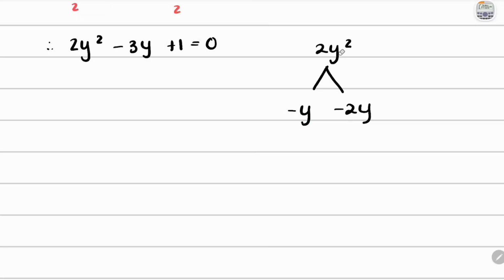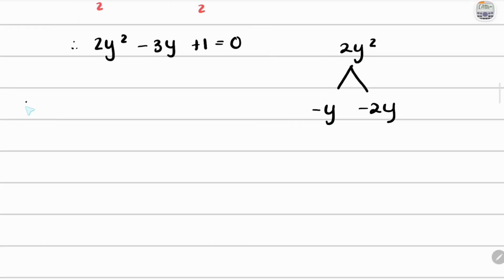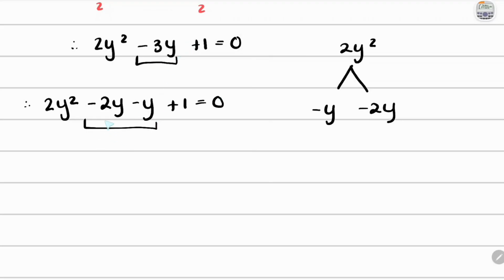And those together give you positive 2y squared. So this is how we can rewrite this equation. It is 2y squared, and then we're going to fill in these, but we'll rewrite them in a way that they are next to a value with which they share a common factor. So we'll rewrite the negative 2y, so that's minus 2y, and then we have minus y, and plus 1 is equal to 0. Okay, so we're just rewriting negative 3y in the form of minus 2y minus y.